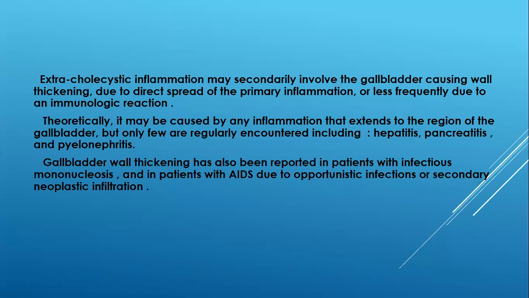Extracholecystic inflammation may secondarily involve the gallbladder, causing wall thickening due to direct spread of the primary inflammation or, less frequently, due to an immunological reaction. It may be caused by any inflammation that extends to the region of the gallbladder, but only a few are regularly encountered, including hepatitis, pancreatitis, and right-sided pyelonephritis. Gallbladder wall thickening has also been reported in patients with infectious mononucleosis and in patients with AIDS due to opportunistic infection or secondary neoplastic infiltration.